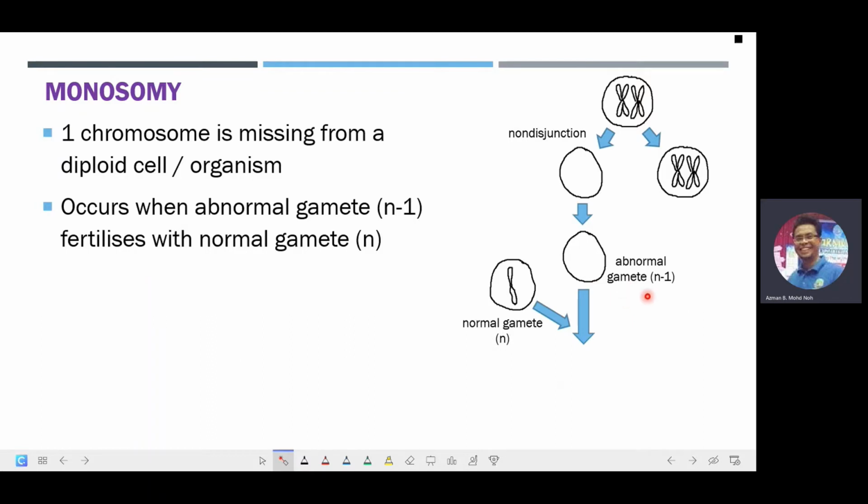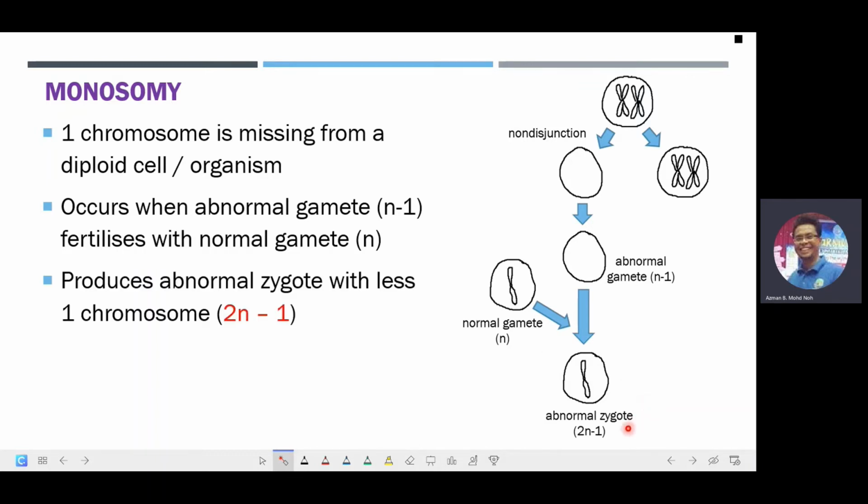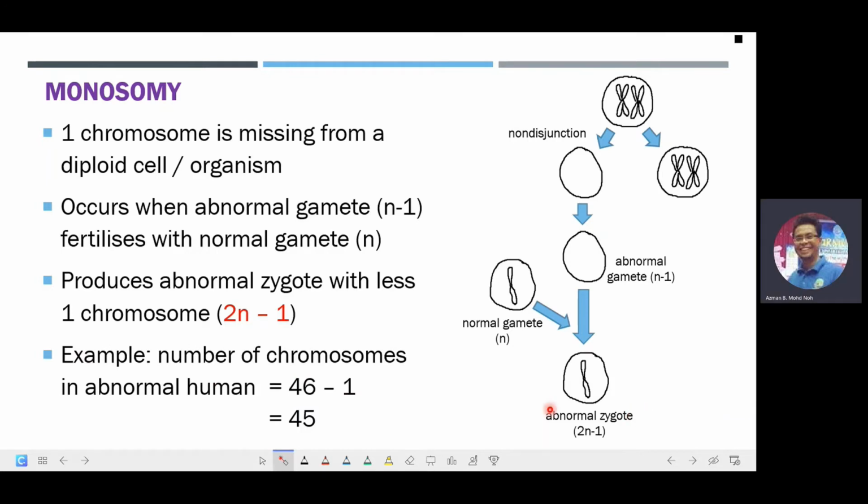If this abnormal gamete, which is N-1 gamete, fertilized with a normal gamete, which is haploid, this will produce an abnormal zygote. This abnormal zygote will be considered as a 2N-1 zygote because this zygote will be having less one chromosome than it should be. And so for the humans, we should know that there will be 46 chromosomes altogether. However, in the case of an abnormal human, showing the case of monosomy, the individual will be having less one chromosome, and so the total number of chromosomes in the individual will be only 45.